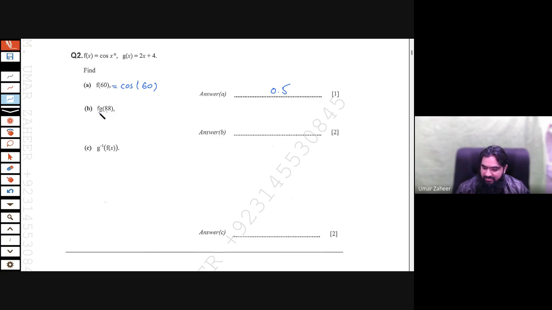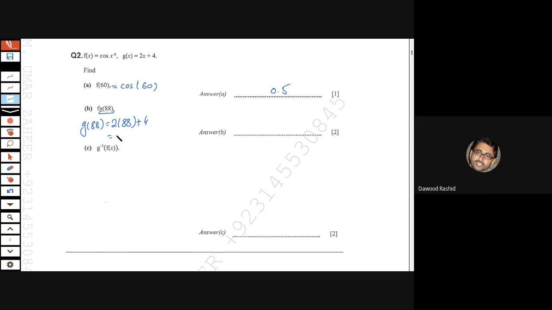So we need to find the value of g of 88 first. So g of 88 is equal to 2 into 88 plus 4. Yes, multiply them and tell me the final answer. Sir, 180. 180.